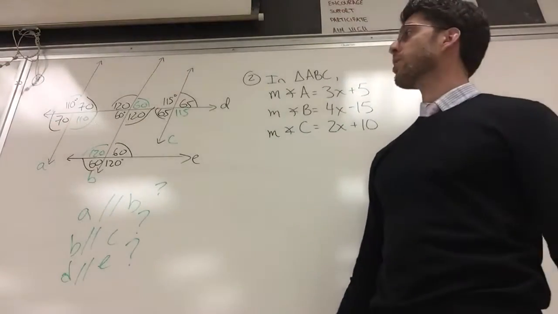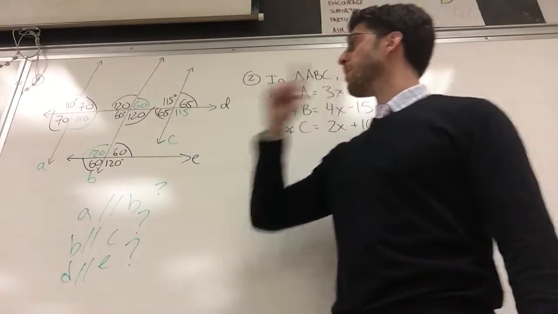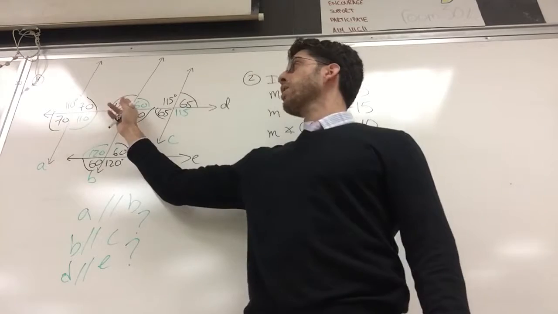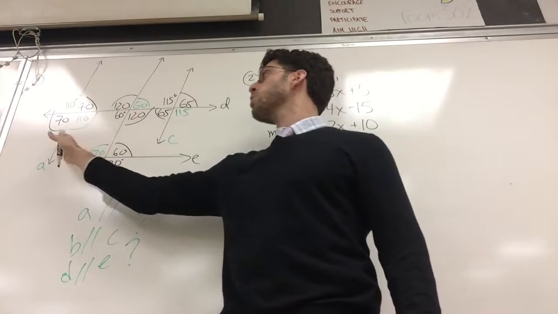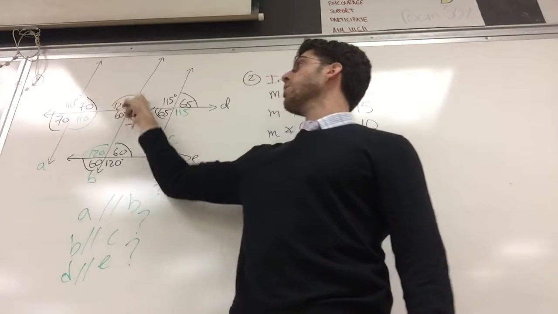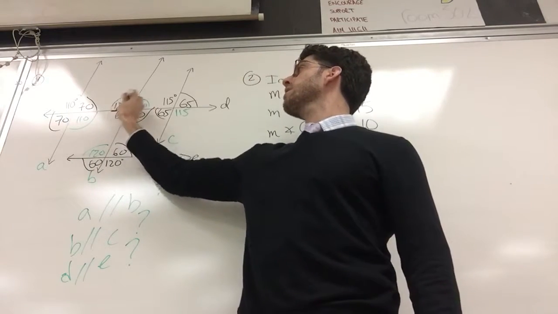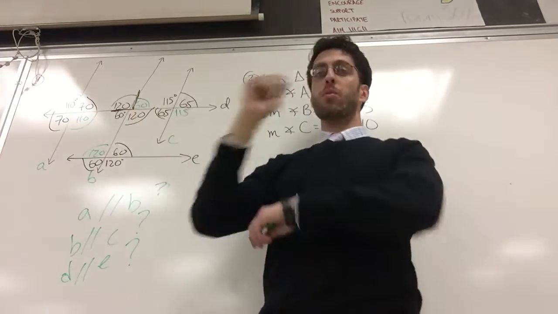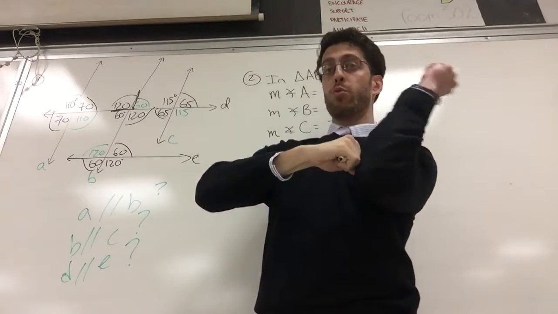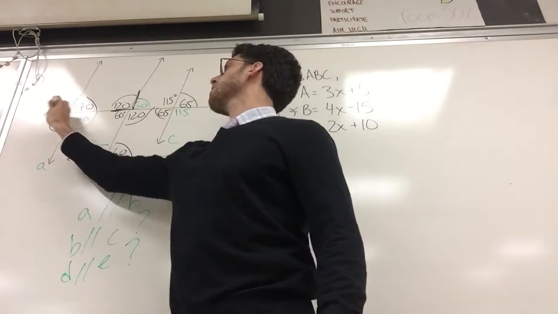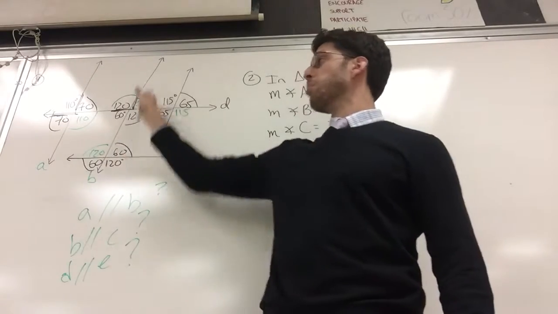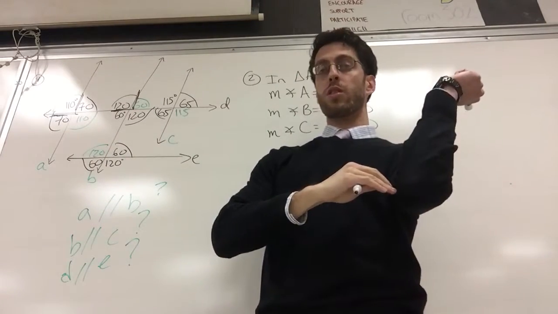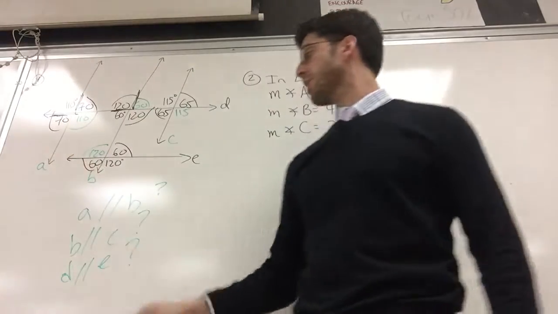Now let's see if we can make any conclusions. 110 and the corresponding angle is 120. Those are not the same, which means this angle here is a little bit more obtuse than this angle here. If this angle is a little bit more obtuse, that means this line B is leaning over too much, which means B is not parallel to A.